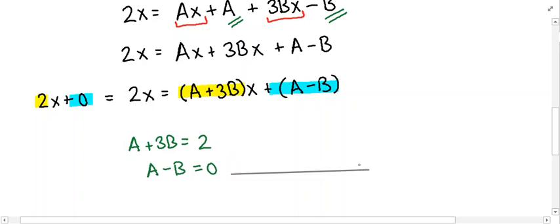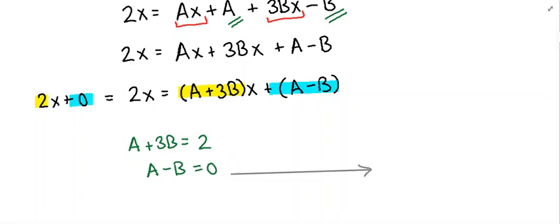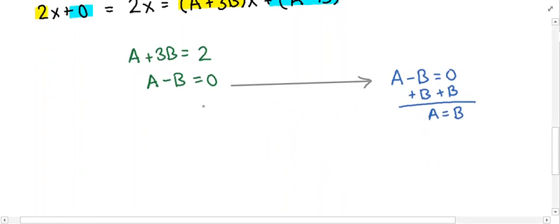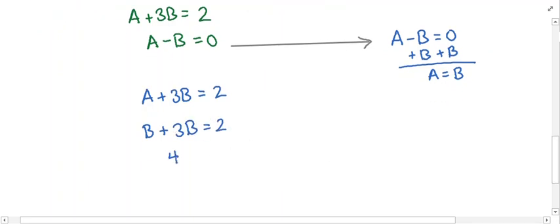From the fact that a minus b is 0, if we move the b over, a and b are going to have the same value. A has to equal b here. Now that we know this fact, we can plug it into the first equation. A plus 3b is equal to 2. We know a is the same thing as b, so we can write b plus 3b is equal to 2. This is going to tell us that 4b is equal to 2. Divide by 4. We get that b is 2/4, which is 1/2.